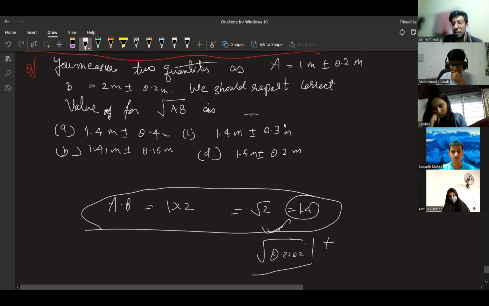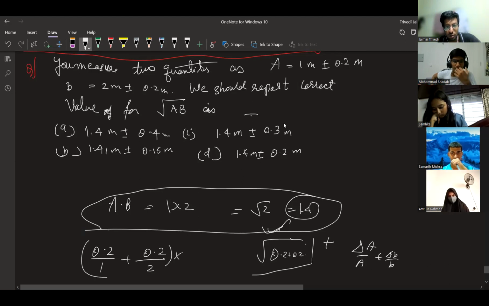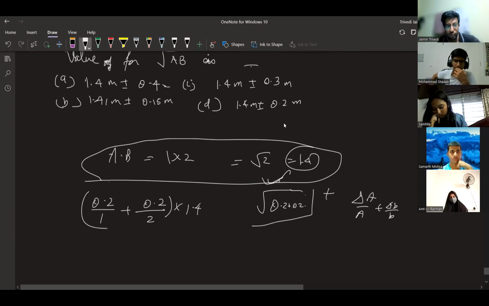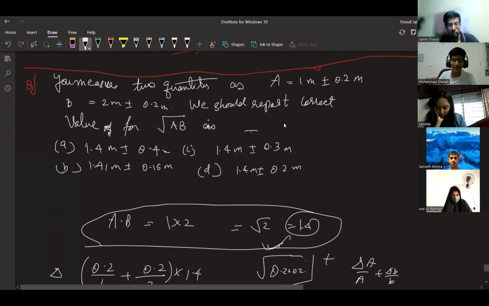And what about this, Shadab? It would be delta A by A plus delta B by B, right? For the error. It would be 0.2 by 1 plus 0.2 by 2. So it would be 0.32 into 1.4. 0.2 plus, how much will it be? 0.1. Sir, why did you multiply 1.4? Because we need to find delta A. Oh, okay. I did delta x by x. Okay, fine.